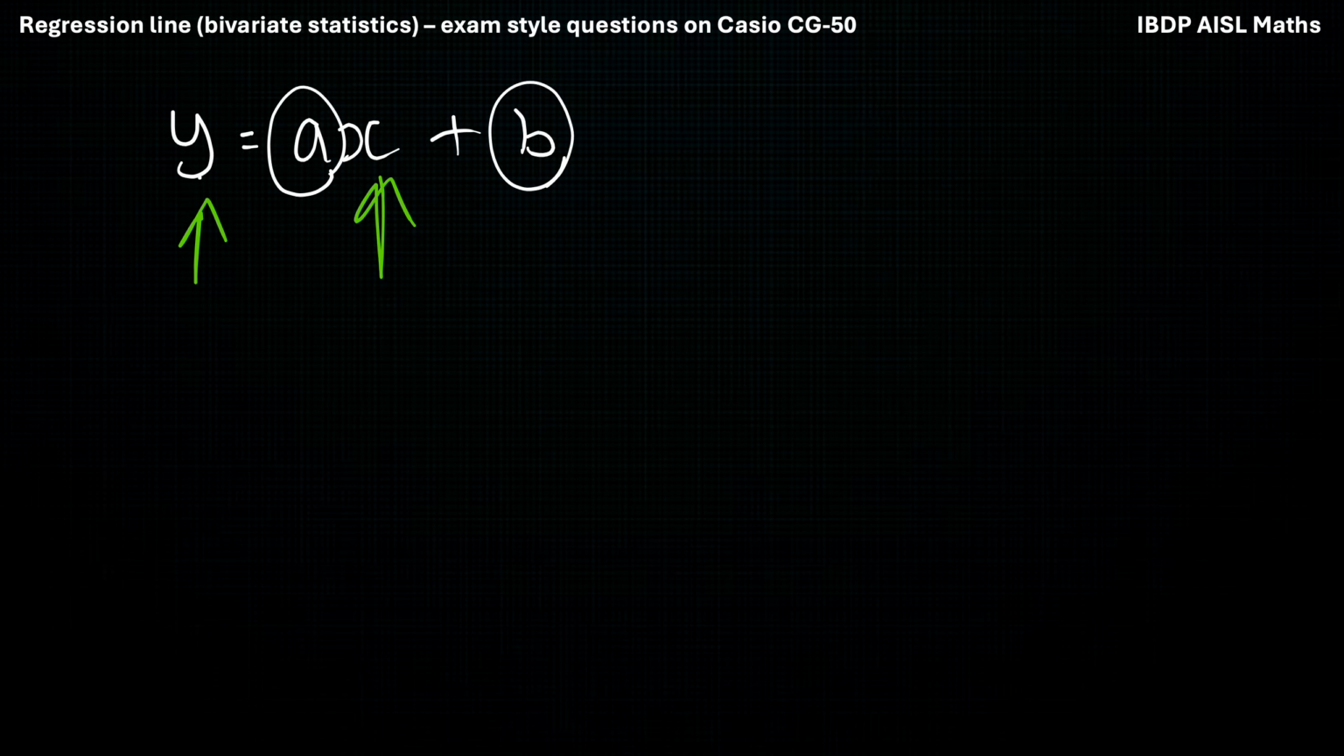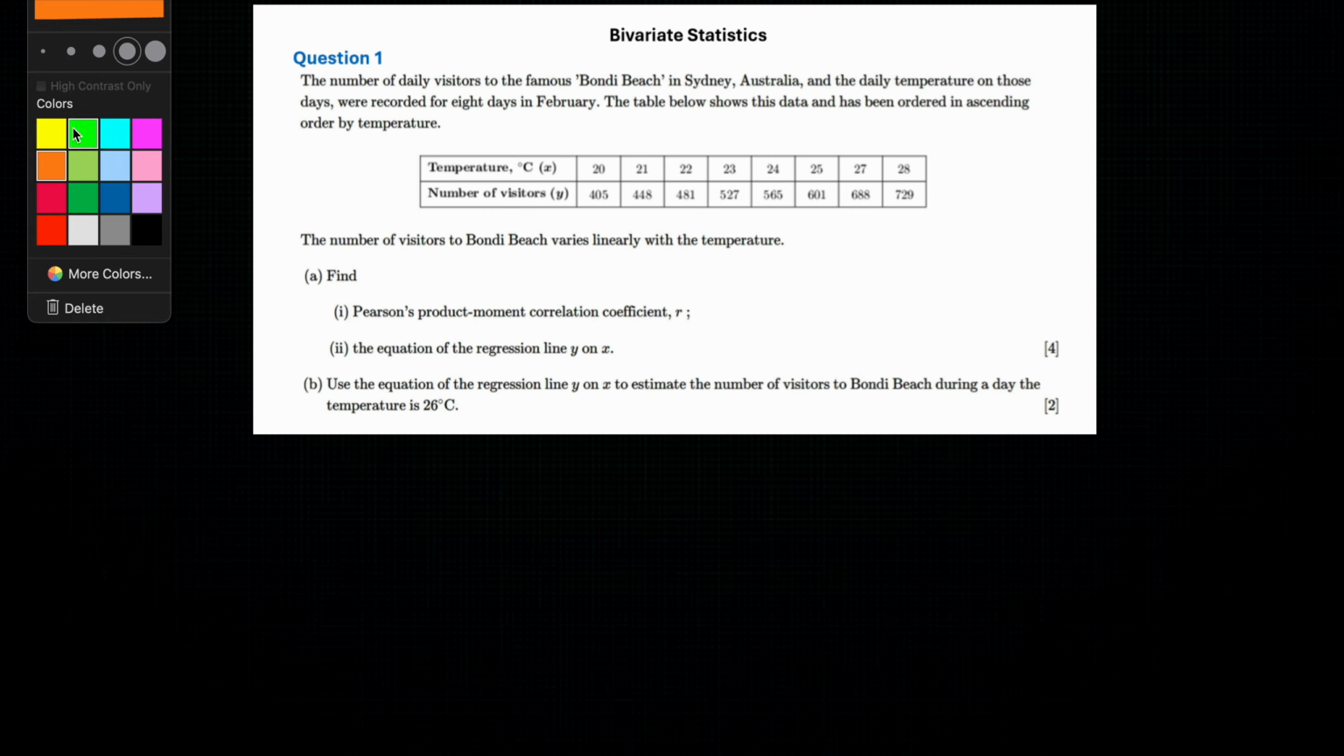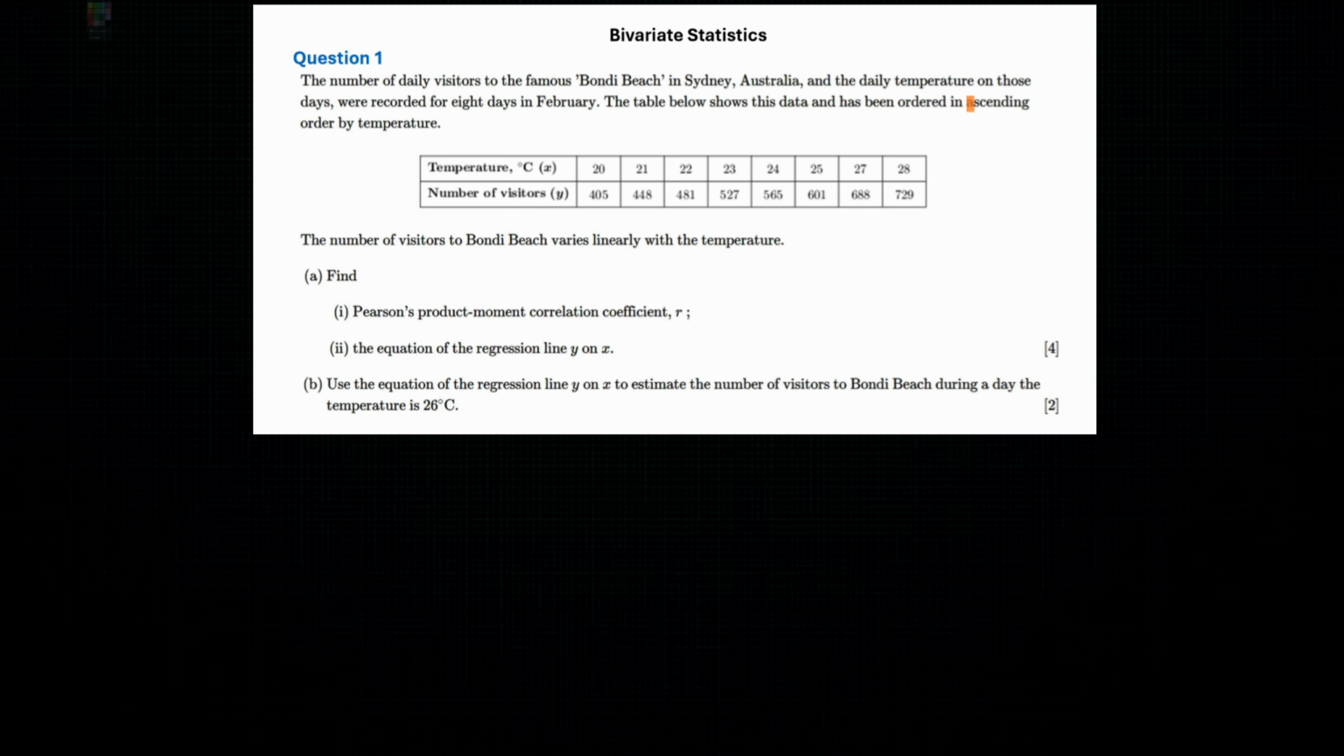So let's take a look at how you would do that using an exam style question. This shows us the number of daily visitors to the famous Bondi Beach in Sydney, where the daily temperature on those days was recorded for 8 days in February, right? So it's the temperature and the number of visitors depending on the temperature. The table below shows the data and has been ordered in ascending order by temperature. That's very useful because we won't have to order it.